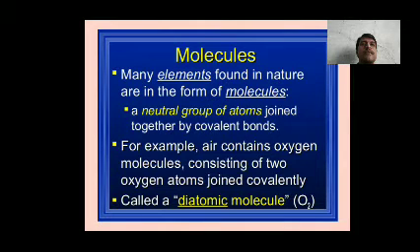Oxygen valency shell has only 6 electrons, 2 electrons less than octet configuration. Another oxygen atom also has 6 electrons, 2 electrons less than octet configuration. Two oxygen atoms share 2 unpaired electrons in their valency shell.